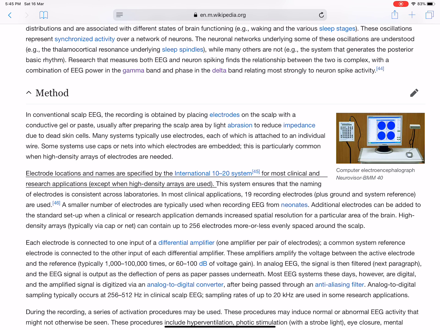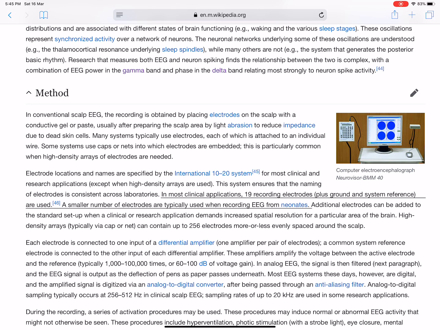Electrode locations and names are specified by the International System. For most clinical and research applications, except when high-density arrays are used, the system ensures that the naming of electrodes is consistent across laboratories. In most clinical applications, recording electrodes, plus ground and system reference are used.